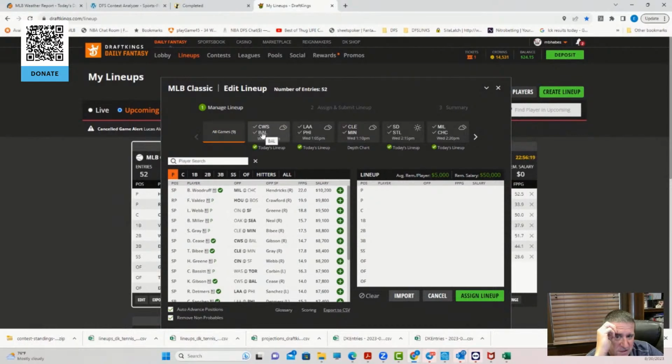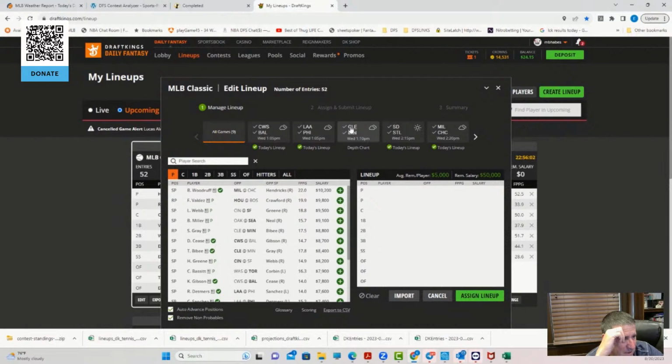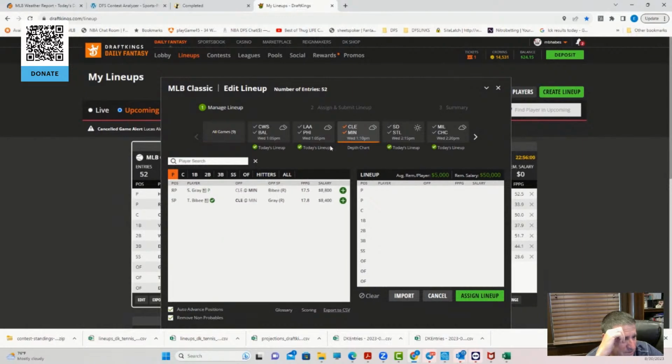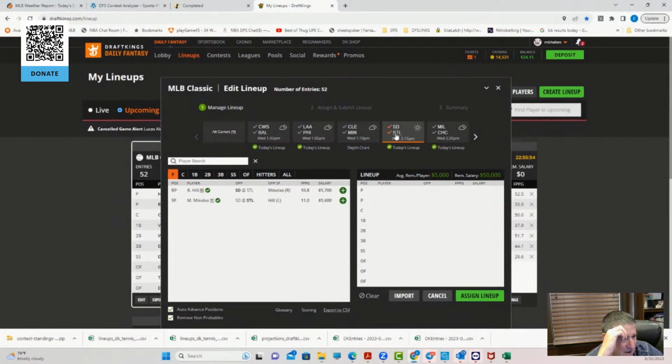So let's see. Baltimore, Chicago, I would imagine that Cease might show up to be a decent play, maybe. I don't know. Moving on, Angels, Philly. This is a real fast version. I think Detmers probably looks to be okay. Cleveland, Minnesota. No idea. Probably both of them are okay. So far, no real standouts.